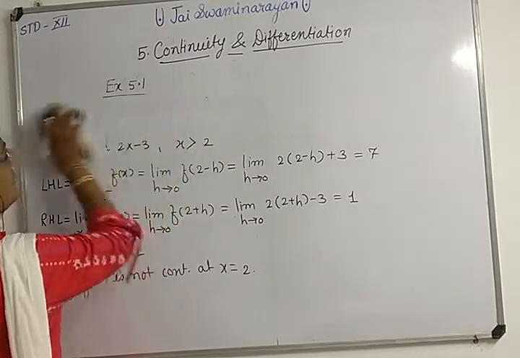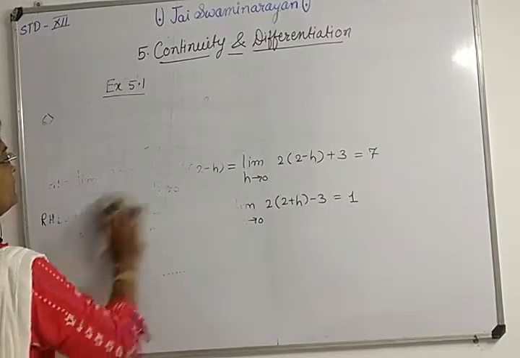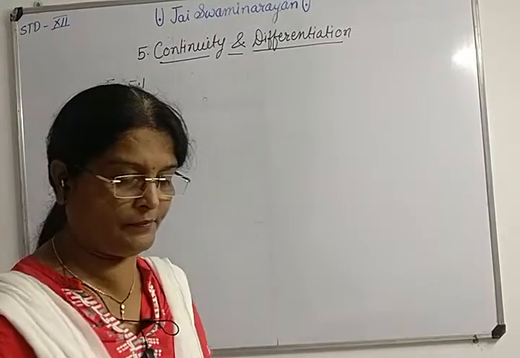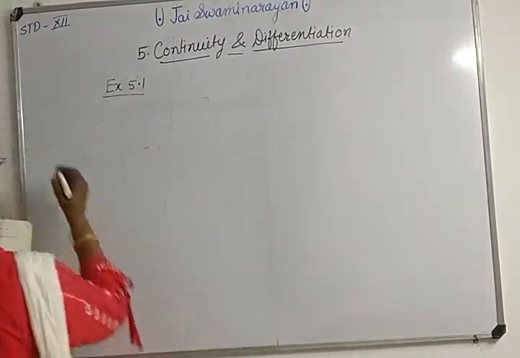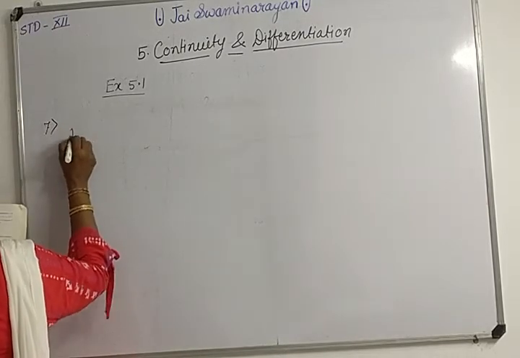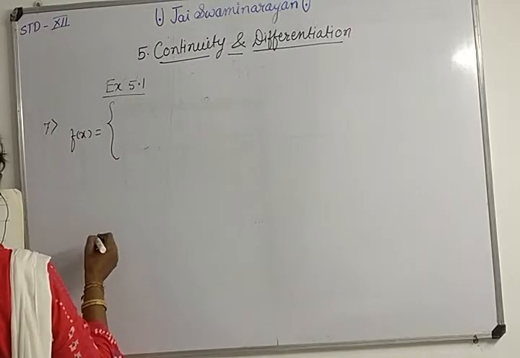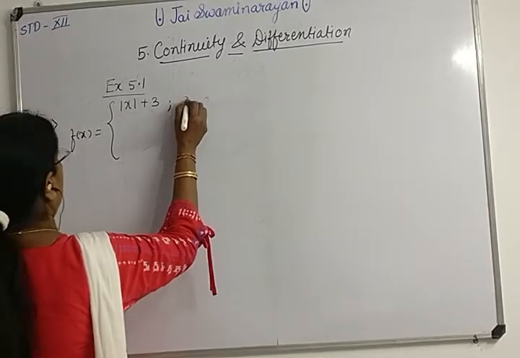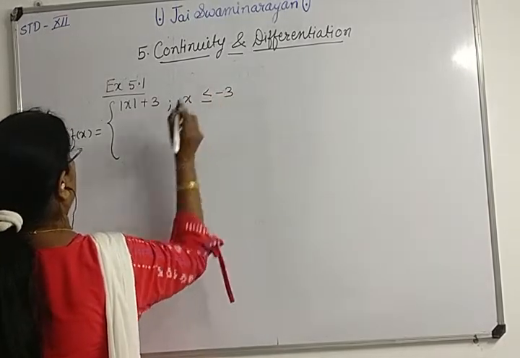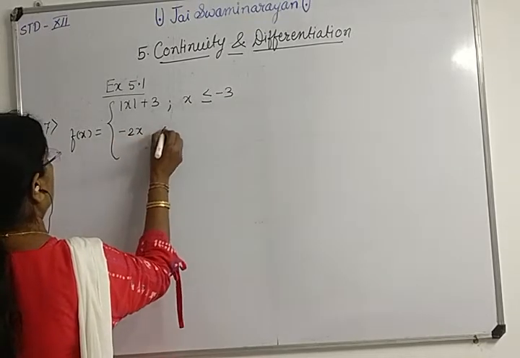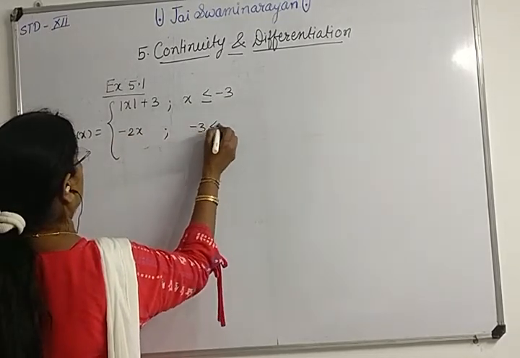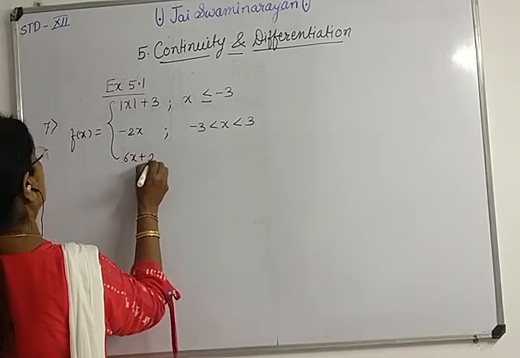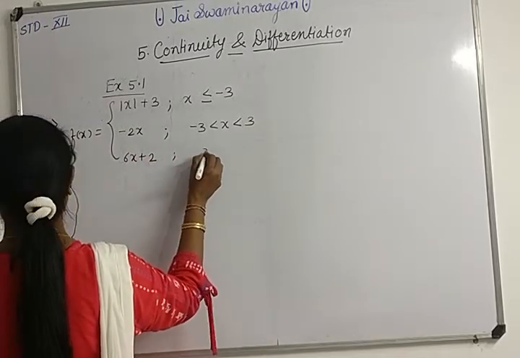Now number 7. f of x equal to, the function is mod x plus 3 for x less than or equal to minus 3 and equal to minus 2x for minus 3 less than x less than 3, equal to 6x plus 2 for x greater than or equal to 3.